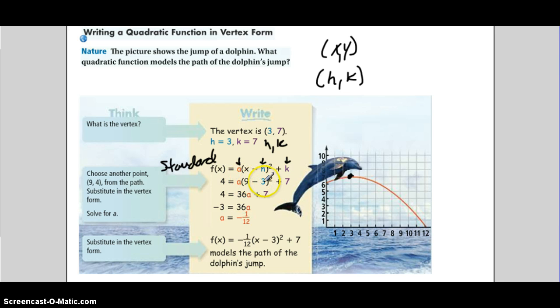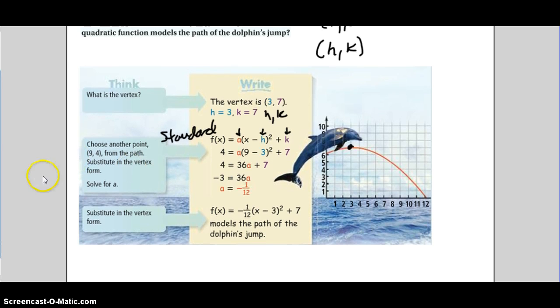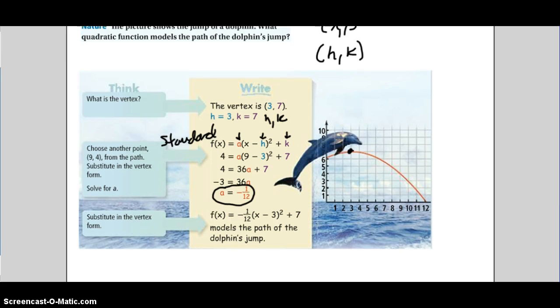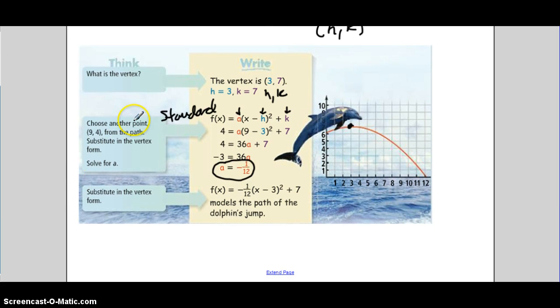Solve for a. 9 minus 3 is 6. 6 squared is 36. 36a plus 7 equals 4. Subtract 7, and then divide both sides by 36, and you're going to have negative 1/12 is your a value. So now we've got f of x, which we know is y, equals a times (x minus h) whole thing squared plus k. And that is our model for the jump of that dolphin.